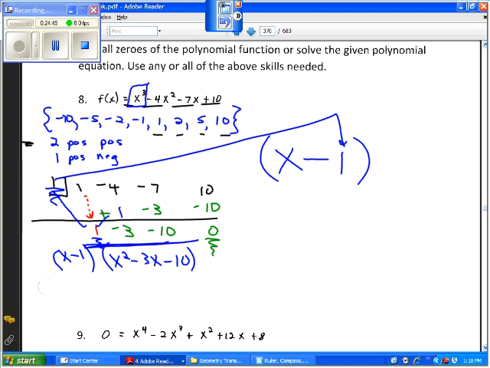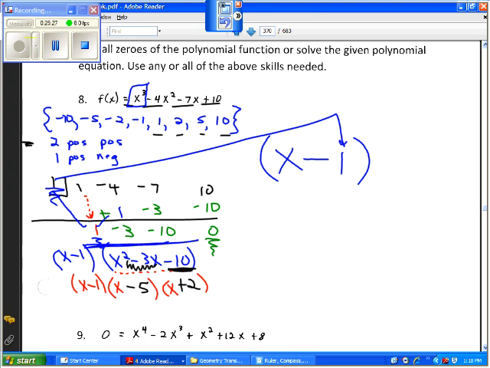Now, what can we do now? We've got a quadratic, and so we want to factor that. Since a is 1, we can just stick an x there, right? And we can think, what can I multiply to get negative 10 and add to get negative 3? And the answer would be negative 5 and positive 2. And they go right straight in there.